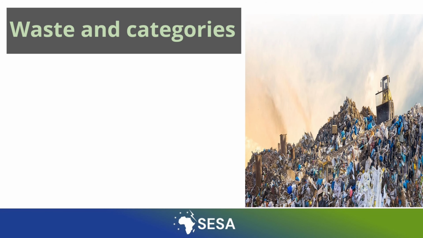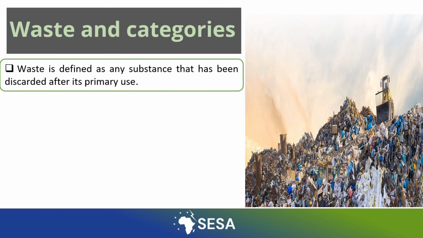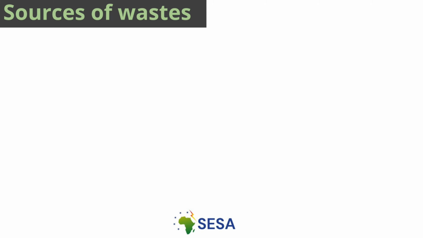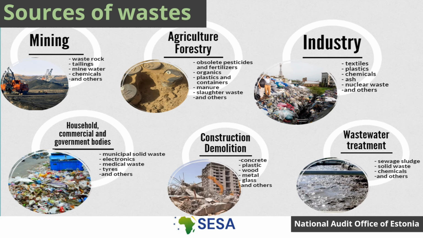So waste can be turned into energy, but before we go deeper, what is waste and how is it generated? Waste is any substance that can be discarded after its primary use. The different types of waste generated include municipal solid waste, agricultural waste, hazardous and non-hazardous waste, wastewater, and medical waste. The sources of waste include industrial, commercial, mining, agricultural, and household community operations or activities.